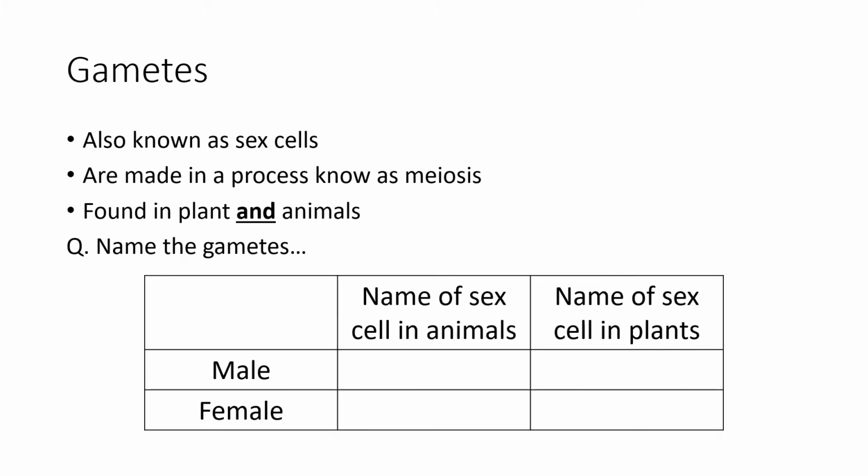And we have these things called gametes. And gametes are sex cells. They're made in a process called meiosis. And you have to remember that word. Remember, both plants and animals have sex cells.